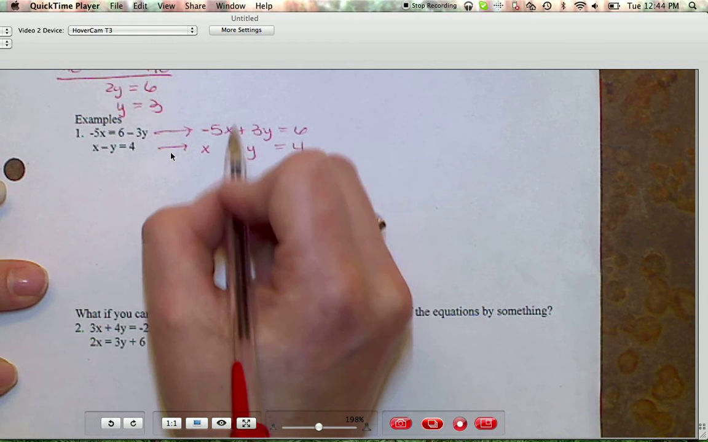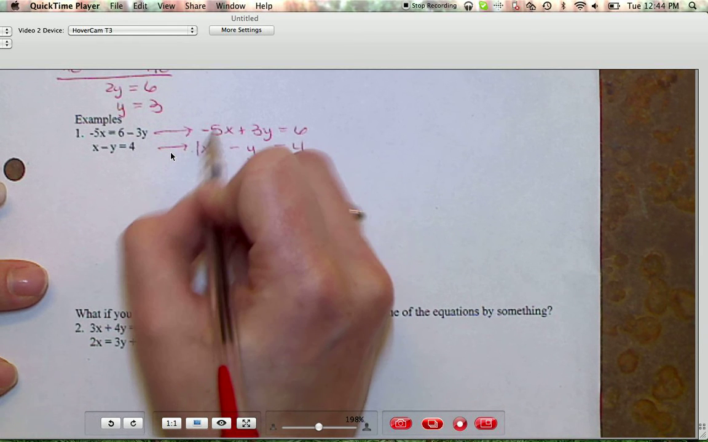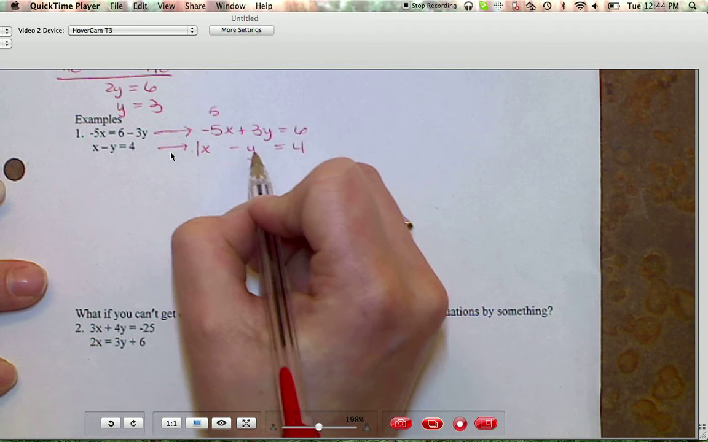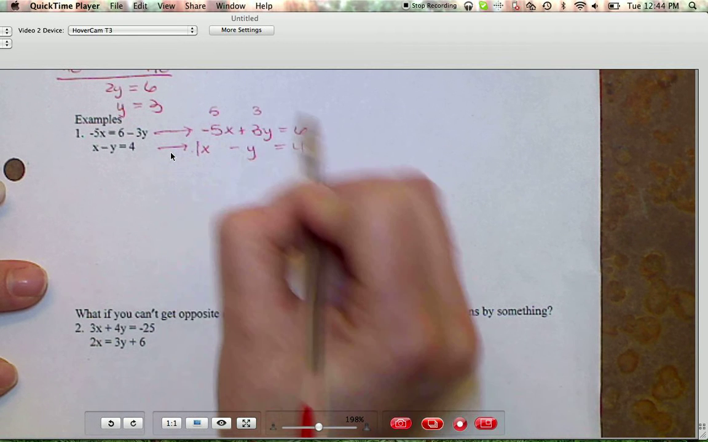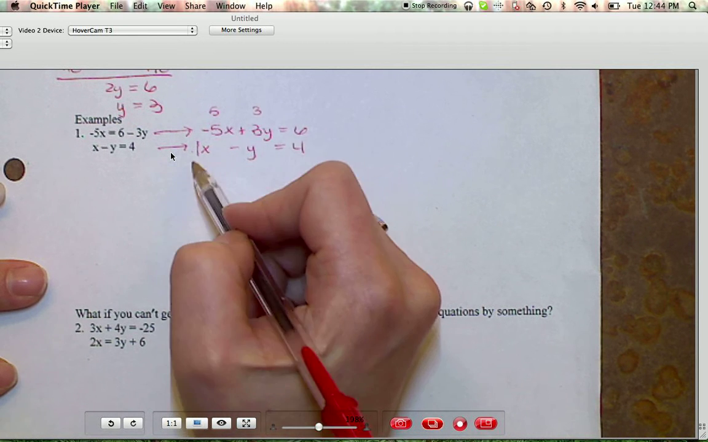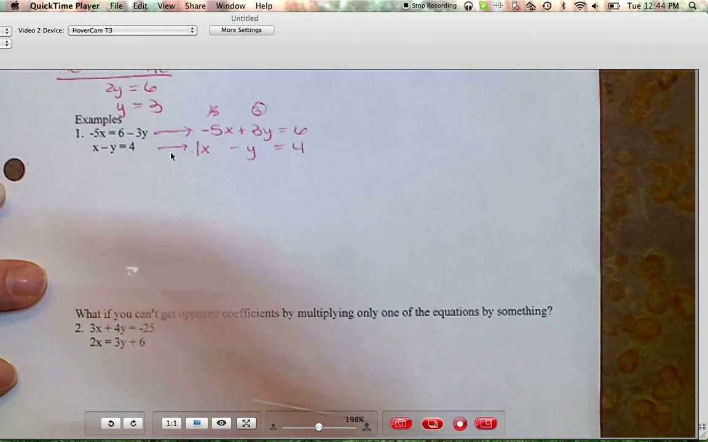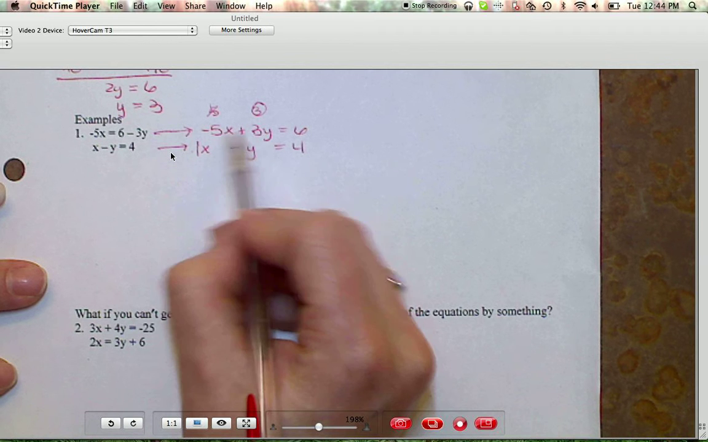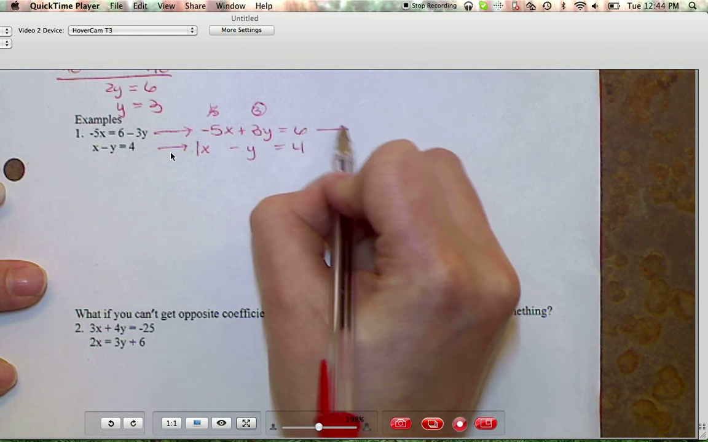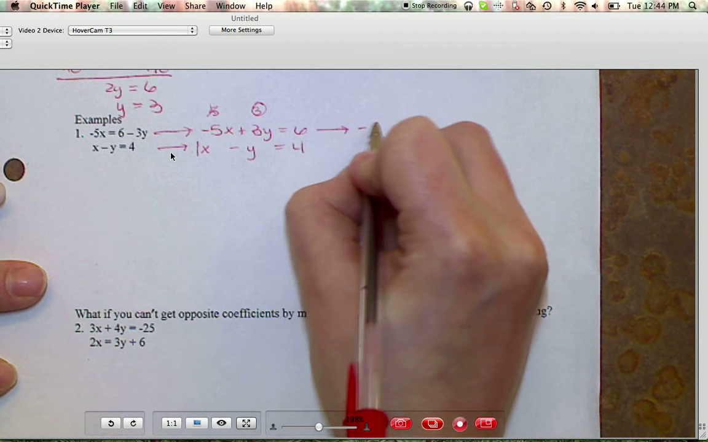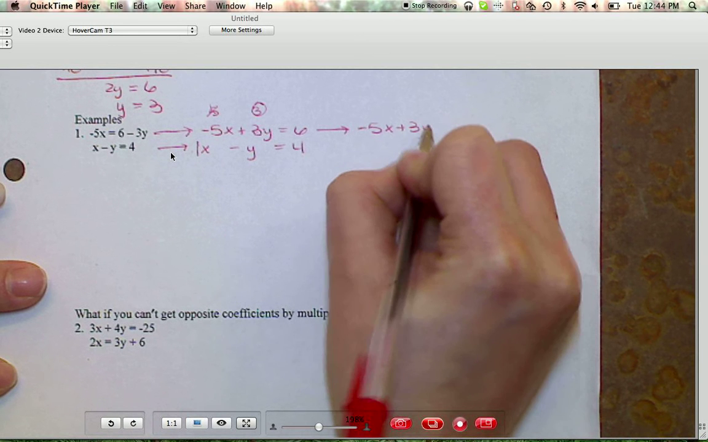So we want to get, we've got a 1 and a 5. 1 and 5 both go into 5, or 1 and 3 both go into 3. So you can choose 5 in the x's or 3 in the y's. Again, I'm going to choose the 3 because it's just the smaller number. And we already have a 3 in this one, so we don't have to change it at all, just rewrite it.